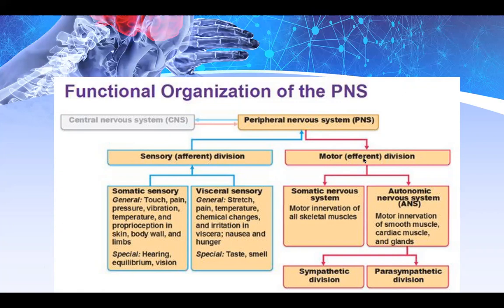For the motor division, it is classified into the somatic nervous system and the autonomic nervous system. The somatic nervous system is the motor innervation of all skeletal muscles. And the autonomic nervous system is the motor innervation of smooth muscles, the cardiac muscle, and the glands.